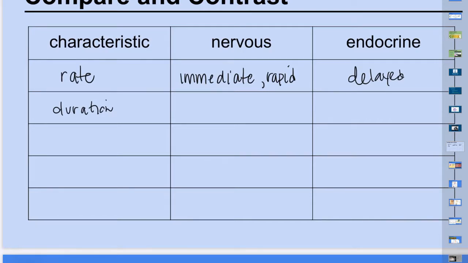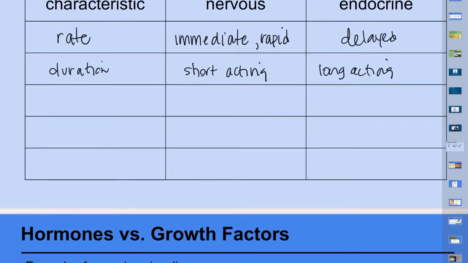The responses also last different amounts of time. The cellular response, which ends up being an organismal response, lasts for a different period of time whether it's the nervous system or the endocrine system. In the nervous system, the cellular response is very short acting. On the endocrine side, though, it's a much longer activity, longer acting, so the signal itself stays on for longer, whatever the cell is doing as a result of that signal.